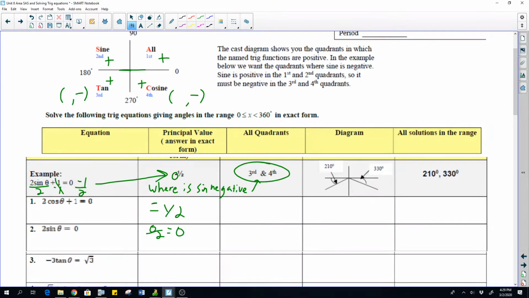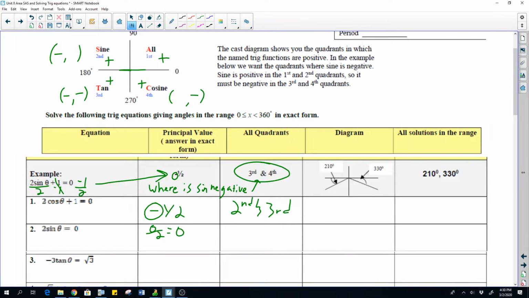Cosine, on the other hand, where is cosine negative? Cosine is negative over on this side, so cosine is negative up here and down there. That's where cosine is negative. That's the 2nd, and here's your answer: the 2nd and 3rd quadrants.